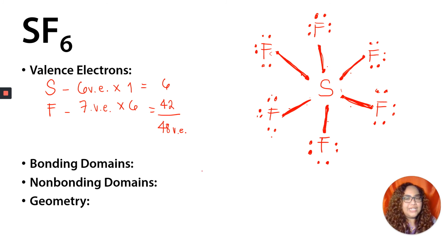Let's count if there are really 48 valence electrons. So each of it, so 2, 4, 6, 8, and 8 times 6. So 8 times 6 is 48. Okay, so that's correct. Now let's look at the bonding domains. How many bonding domains are there? How many atoms are bonding with sulfur? So there are 6. And how about non-bonding domains? There are none, so that would be 6 and 0.